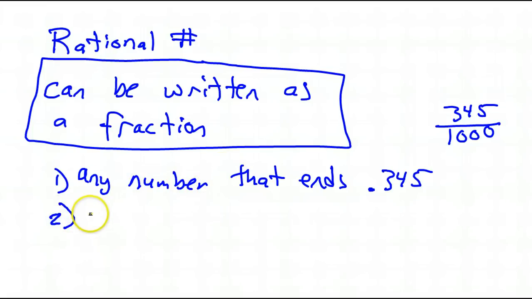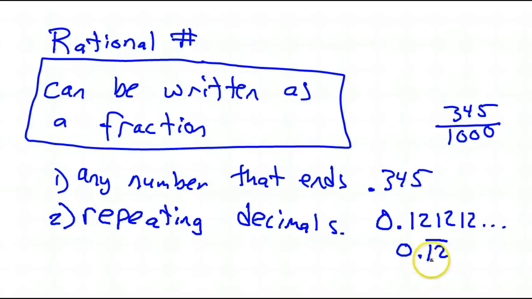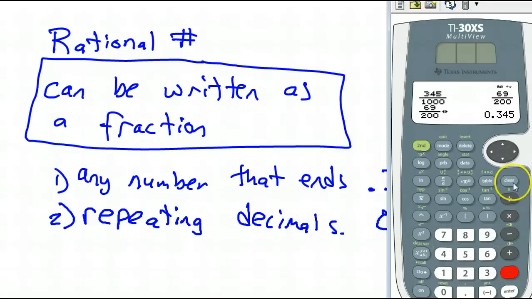Also repeating decimals, it turns out, are rational. For example, take the number 0.121212 and so on. Of course, I could have written that as 0.12 with a little line over it, meaning repeating. There's a procedure I could go through demonstrating how to write this as a fraction, but just take a look at this. If I type in 0.121212121212, I just like to type in enough until it goes off the screen.